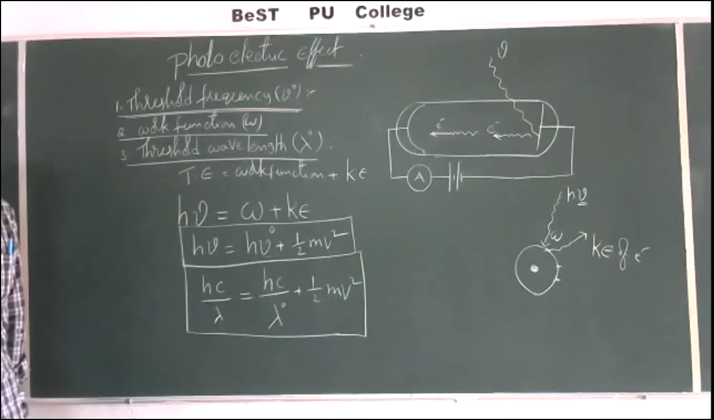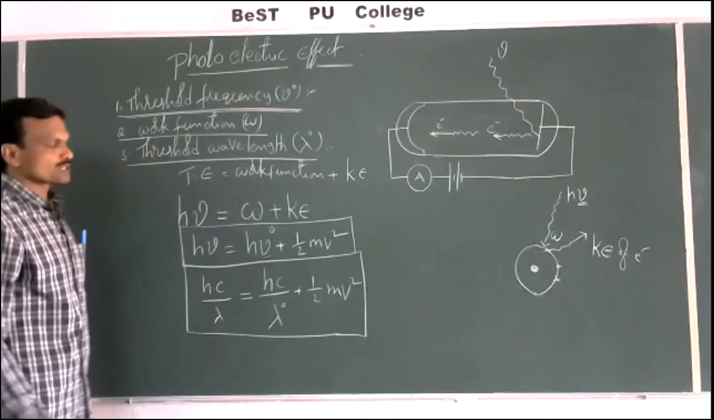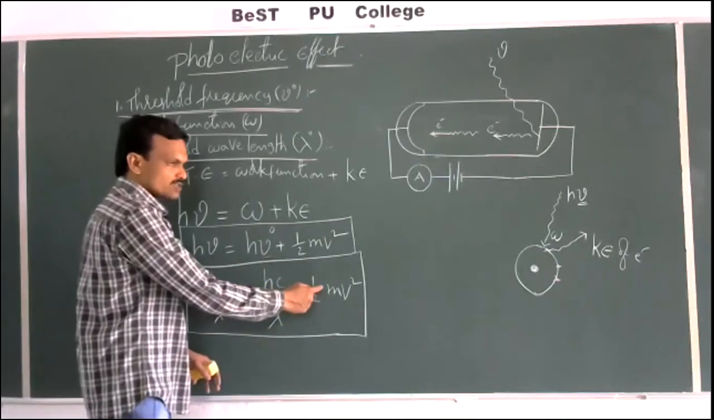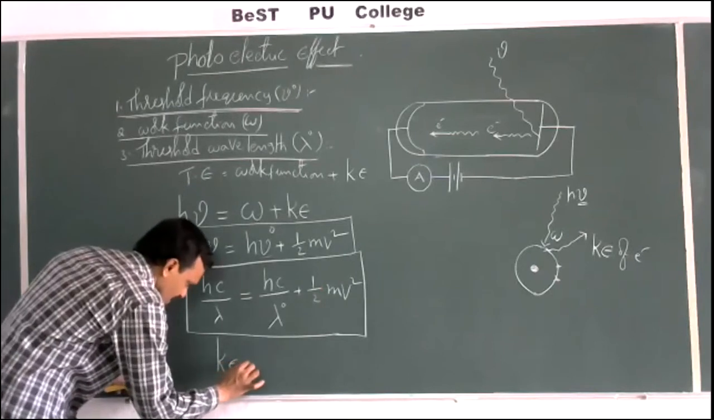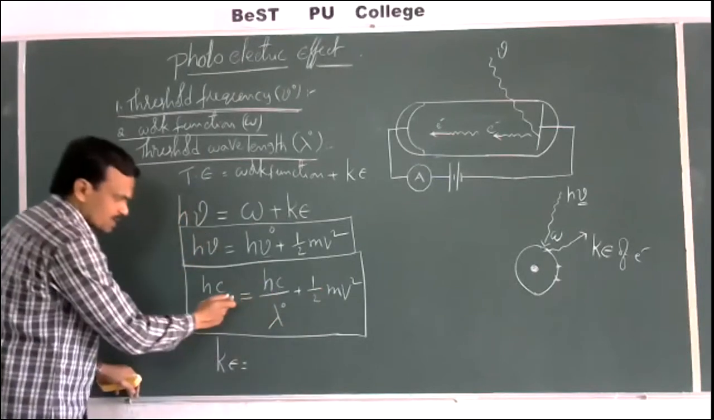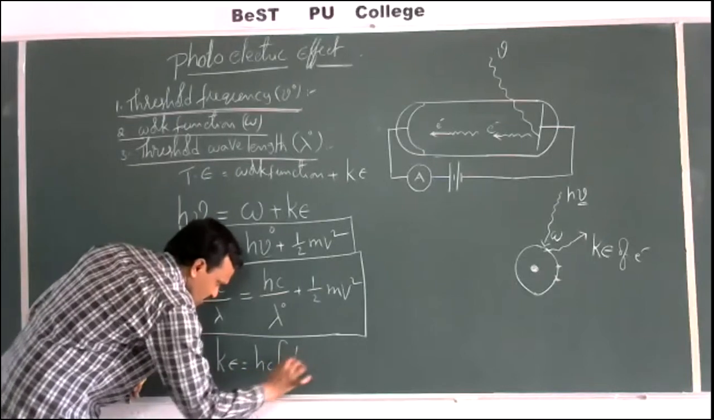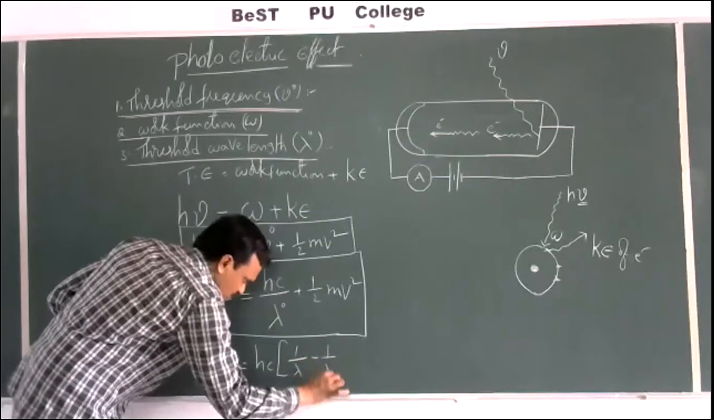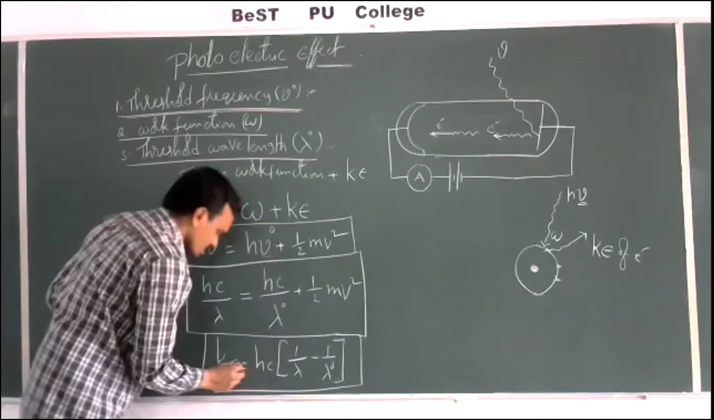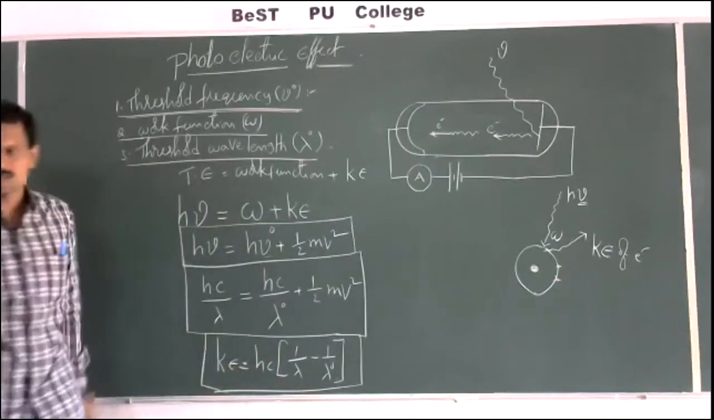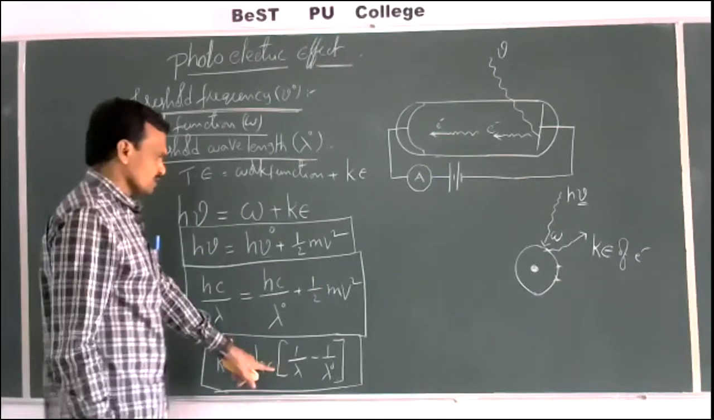This is another expression. So from this, if you want to calculate kinetic energy half m v square, we can represent it as: kinetic energy is equal to, take this hc by lambda naught to this side and take hc common, that is equal to hc into 1 by lambda minus 1 by lambda naught. This is the expression for kinetic energy of the ejected electron when wavelength is given.